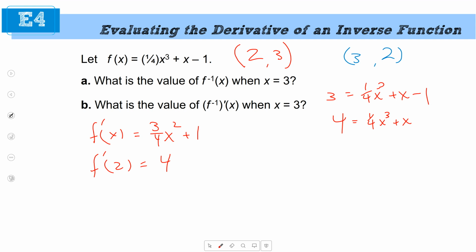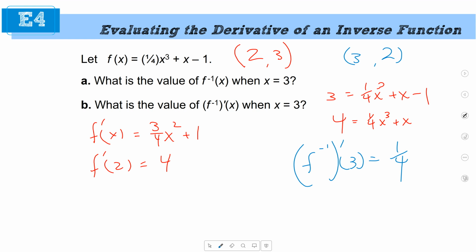So the slope of the tangent line to the original function is 4. Its corresponding point is 3,2. I don't even care about that. If the slope of the tangent line to the function is 4, what's the slope of the tangent to the inverse? 1/4. Done. Just flip it over. So the derivative of f inverse at 3 is equal to 1/4.